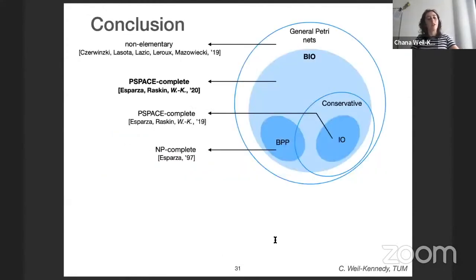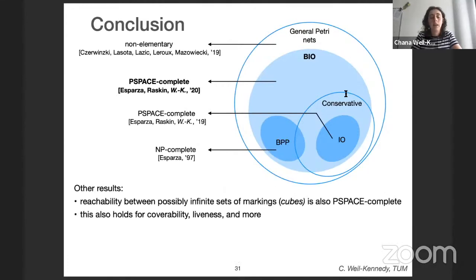All right, so in conclusion, I have presented to you branching immediate observation nets, which have a p-space complete complexity for the reachability problem, and which are non-semilinear. And things that I didn't put in this talk, but that are also true, is that this reachability result, p-space completeness, holds not only from a single marking to a single marking, but also from a set of markings to a set of markings for a certain type of simple set, which can be possibly infinite, and which we call cubes, and which I can tell you about if you want.